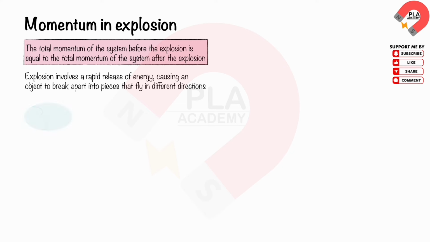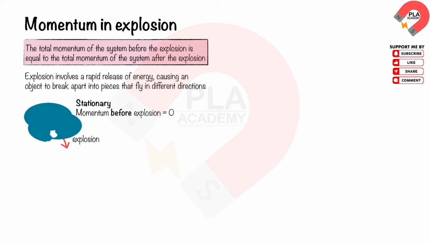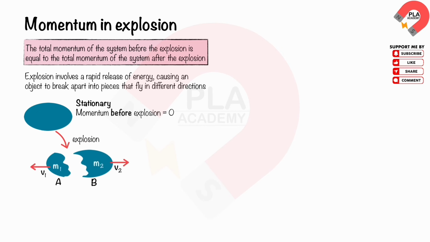directions. Let's consider an object with mass m that is stationary before the explosion, so its momentum is 0. The object explodes into two fragments with masses m1 and m2, which move apart at velocities v1 and v2, respectively. The total momentum after the explosion is the sum of the momenta of the two fragments, m1 v1 plus m2 v2. Momentum is conserved during an explosion.